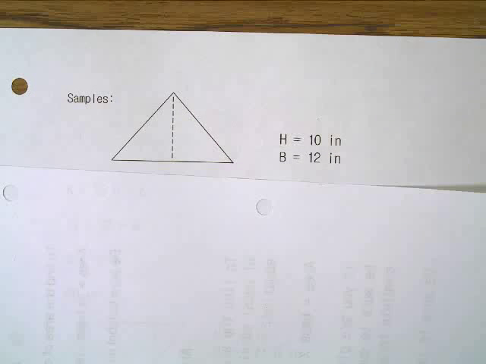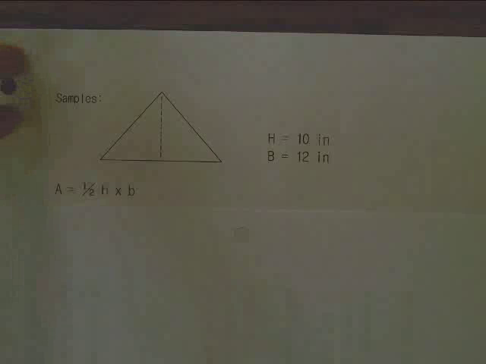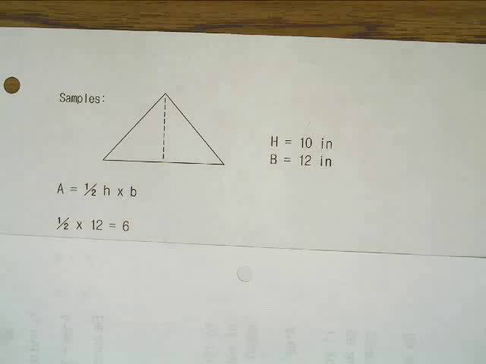All right, here are our samples. My height equals 10 inches, my base equals 12 inches. Who can tell me what the very first thing I should do would be? I'm trying to find the area of this triangle. What's the very first step I should do? Connie. Divide 12 or multiply 12 by a half. So 12 divided by 2, half of 12 is 6.